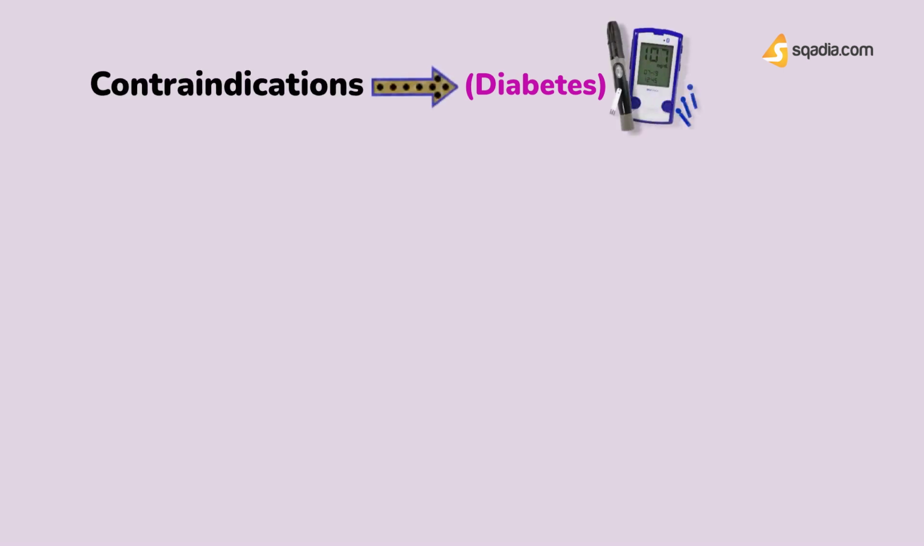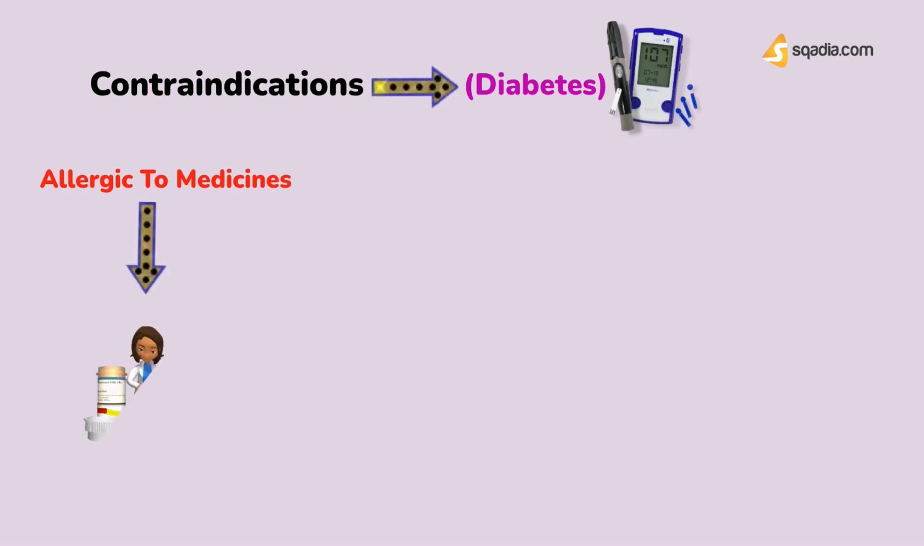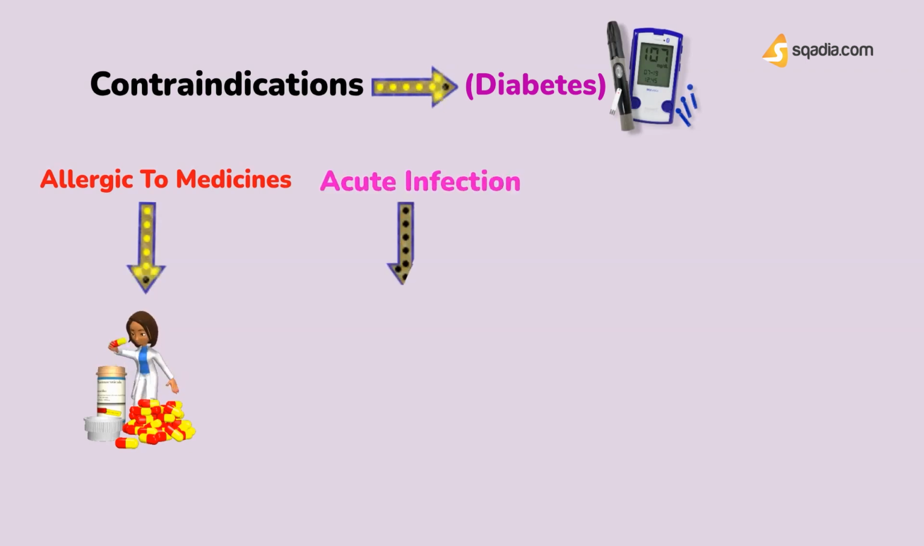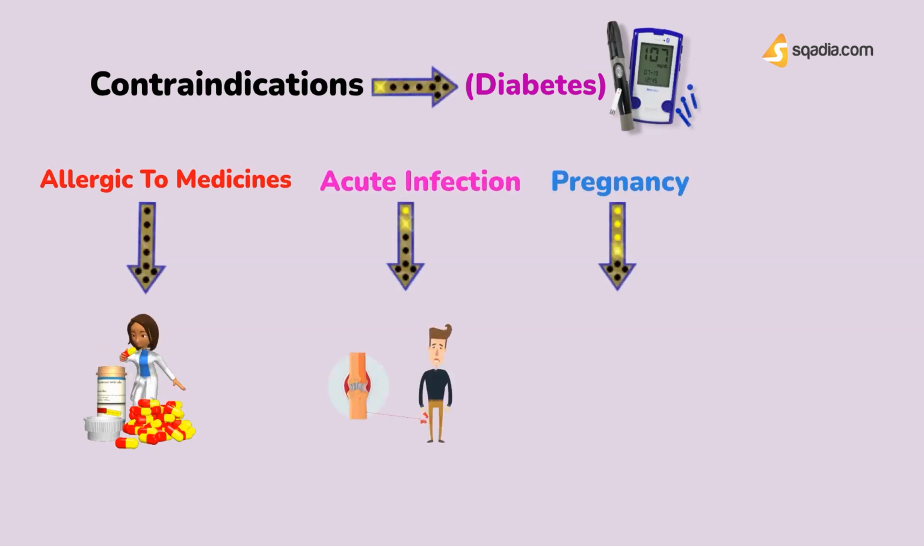I have a question. Is this drug contraindicated in diabetes? Yes, that's right. It is contraindicated in diabetic patients because it tremendously raises your blood sugar level. It is also contraindicated if a person is suffering from an allergic reaction to any medication, has an acute infection, is a pregnant lady, or is a breastfeeding mother.